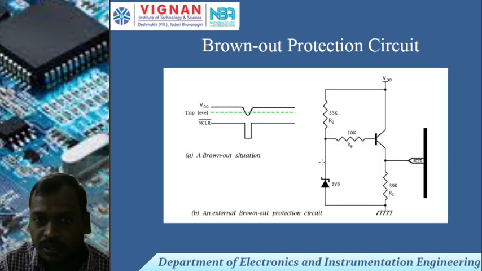Observe here the brownout protection circuit and a brownout situation. Whenever you take the master clear, a low level comes, that means the trip level. The brownout protection circuit protects the circuit and gives the required supply voltage of 5 volts. So, an external brownout protection circuit, observe this circuit diagram.